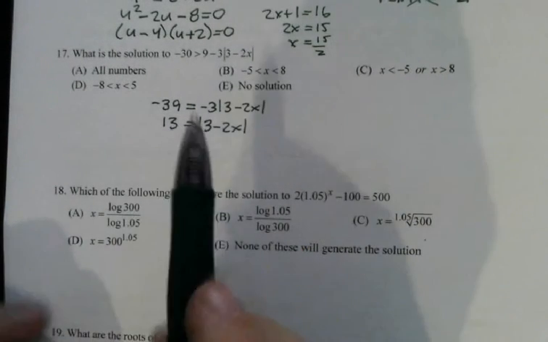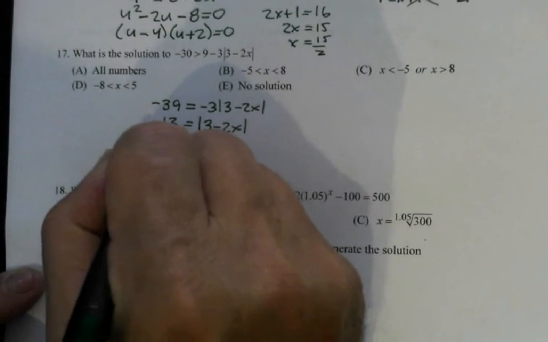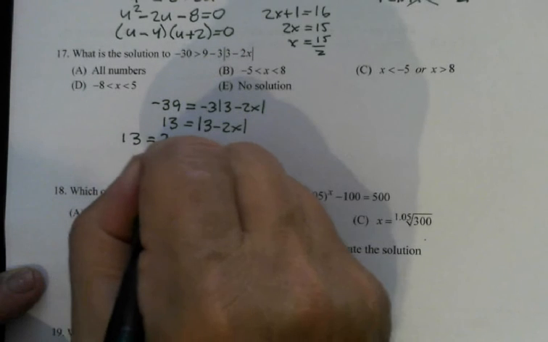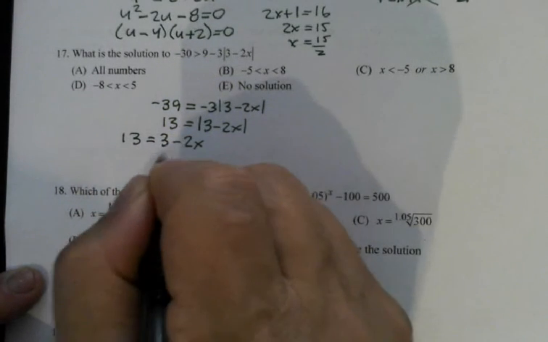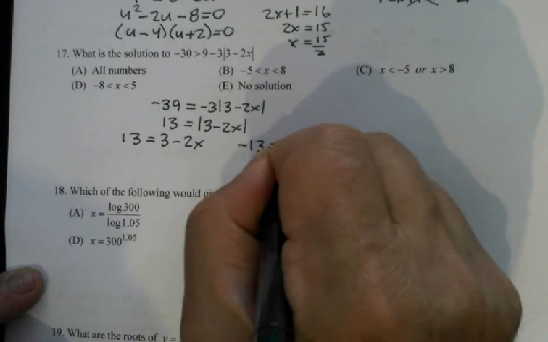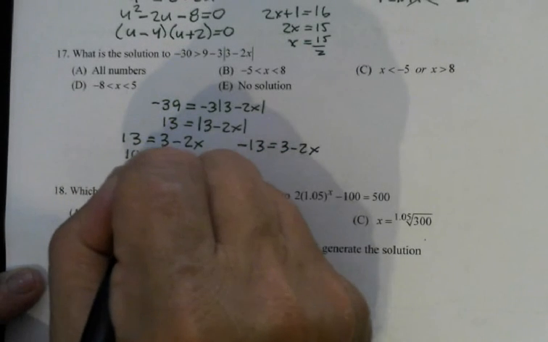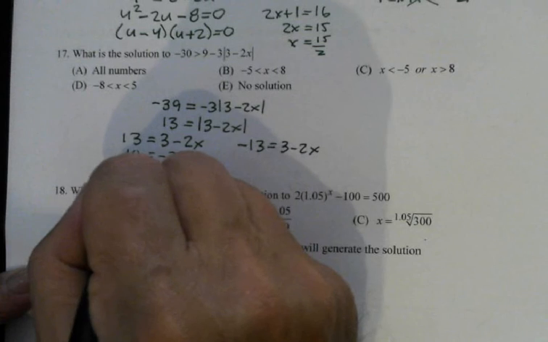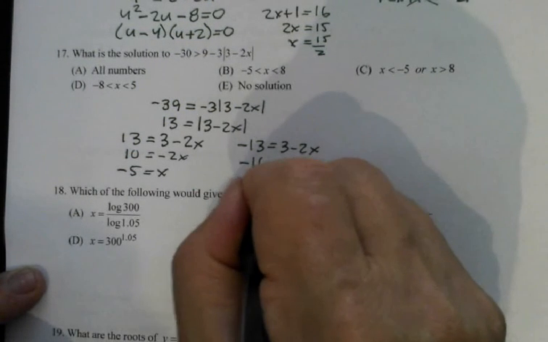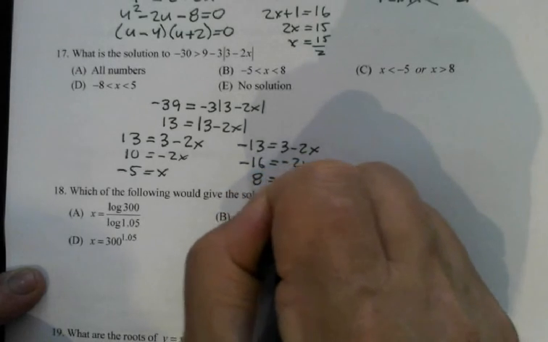This is a positive, so I got to go through two cases. So 13 is equal to 3 minus 2x, and I'll do negative 13 is equal to 3 minus 2x. So solving, I get 10 equals negative 2x, so x equals negative 5. I get negative 16 equals negative 2x, so I get x equals 8.